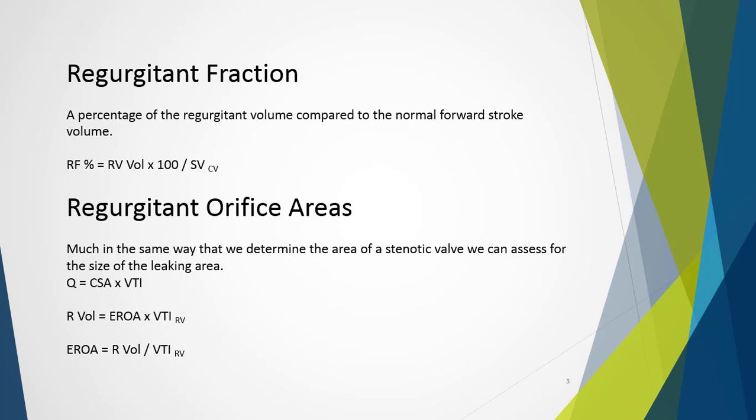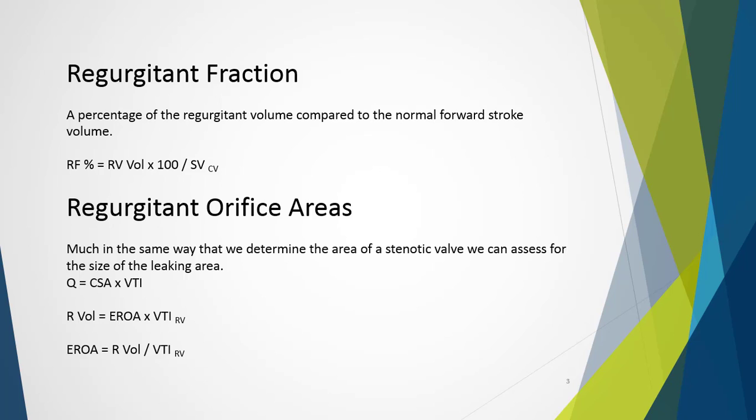Regurgitant fraction is simply an expression of the percentage of regurgitant volume compared to the normal forward stroke volume. It's represented as the formula here. So regurgitant fraction is equal to the regurgitant volume times 100, because we're working with percentages, divided by the stroke volume of a competent valve.